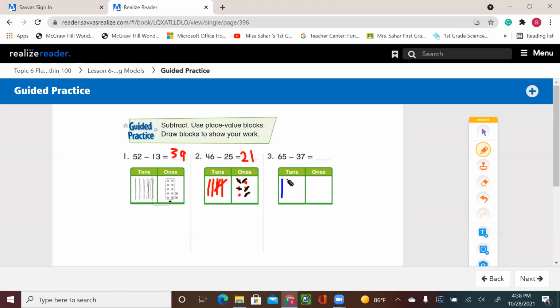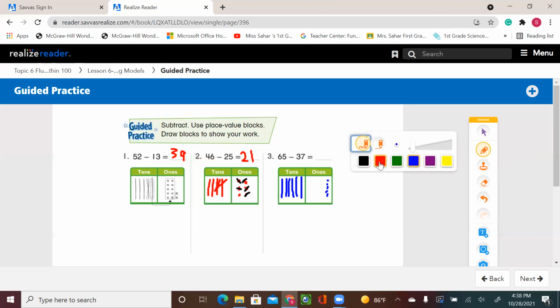So let's use my place value blocks. 2, 3, 4, 5, 6 tens. So these are my 6 tens. And then I have 5 ones. 1, 2, 3, 4, 5. All right. So now I know that I need to regroup.